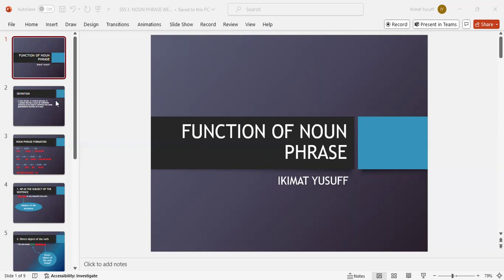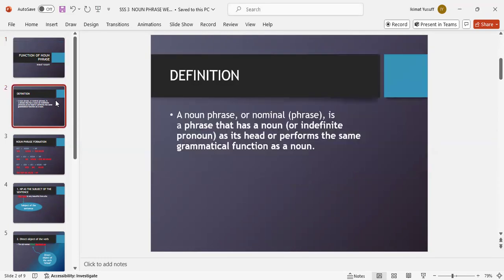So we are going to start with the meaning of a noun phrase. We've talked about that before. Please go back to watch my previous video so that you can understand all the things we need to talk about today. So a noun phrase is obviously a type of phrase that has a noun as its head.